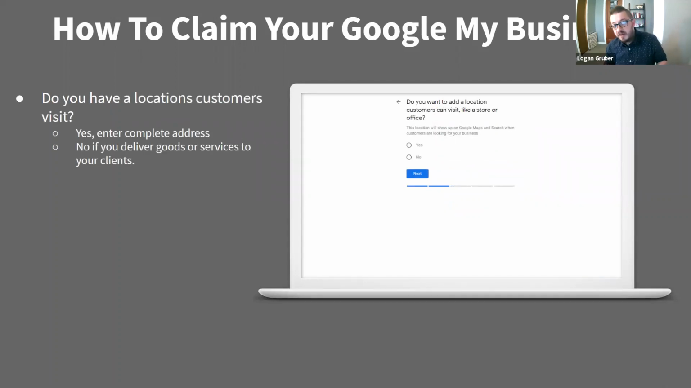So if you're an H&R Block or a library or a movie theater, yes, you're going to have people coming in all the time. So you just hit yes and type in your address.